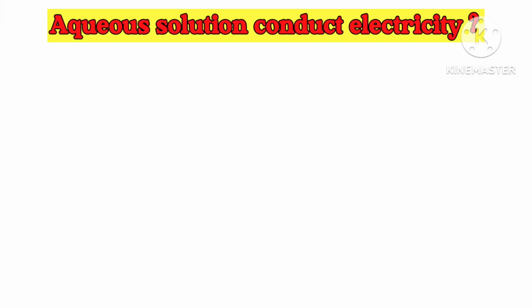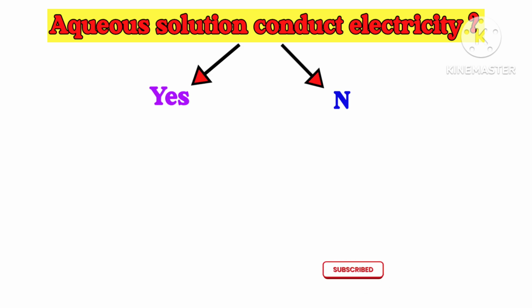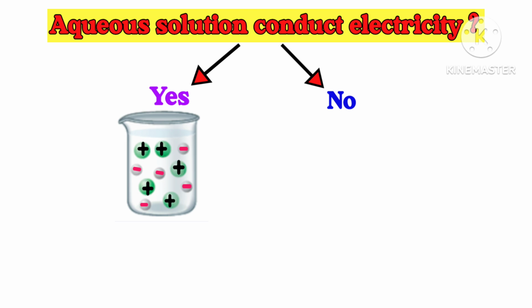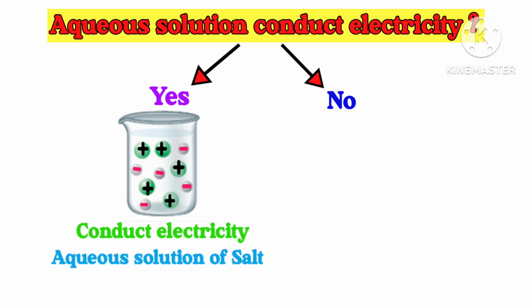Also you should learn, do aqueous solutions conduct electricity? The answer is yes and no. If there are free ions in the aqueous solution, it will then conduct electricity. Like aqueous solution of salt, it has free ions like sodium and chlorine, so they conduct electricity. Remember one thing, aqueous solution of all ionic compounds conduct electricity.